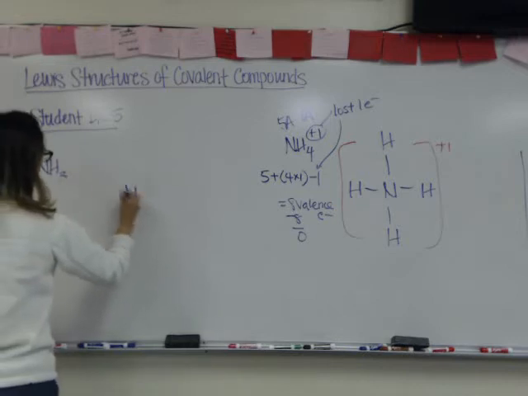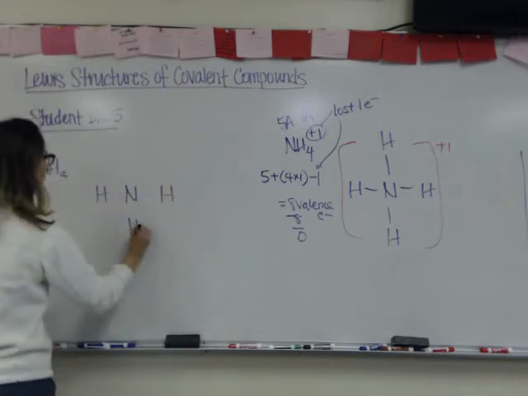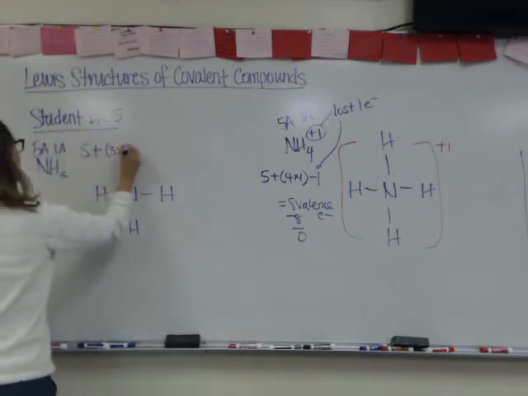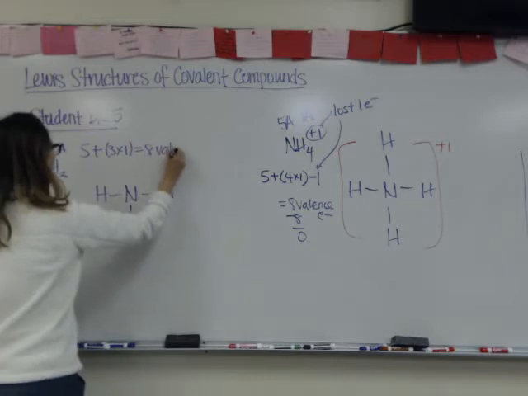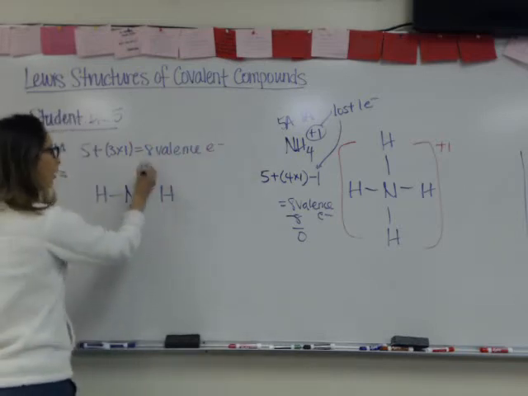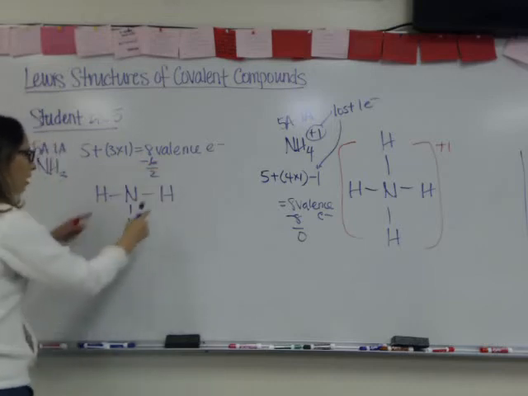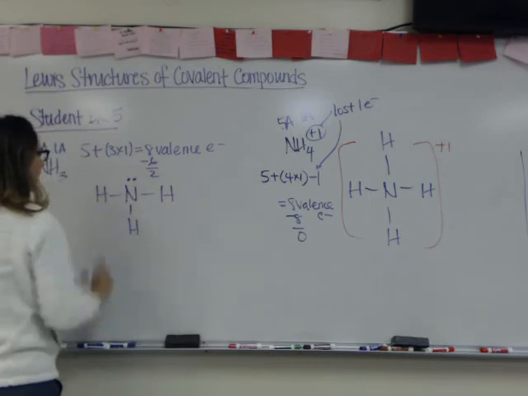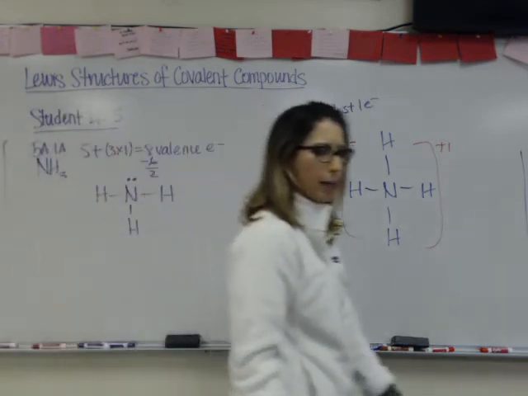Put nitrogen in the middle, surround it with your hydrogen. Connect them with single bonds. This is in 5A, this is in 1A. I have 8 valence electrons to work with total. I used 6. I have 2 left. Hydrogen is an exception to the octet rule. Do not put it on the hydrogens. Put it on top of the nitrogen, so it's surrounded by 8.